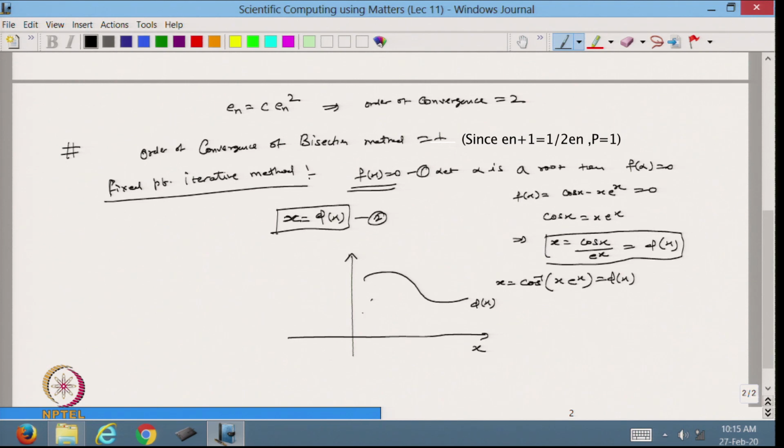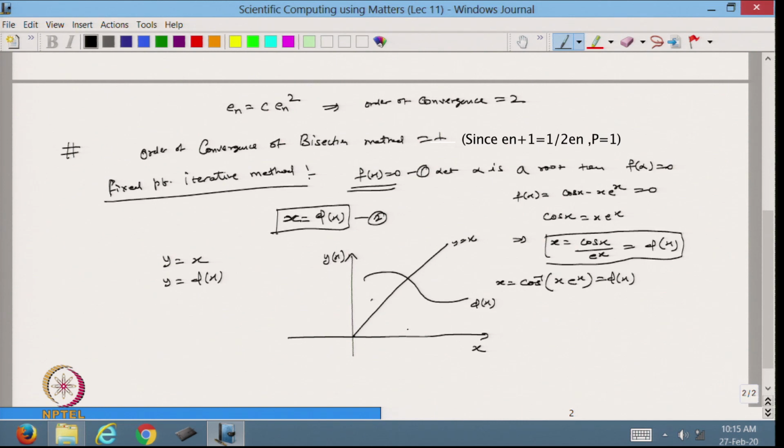Now I draw another function, so now I have two functions, y is equal to x and y is equal to phi x. So this is my y axis. This is my phi x, and then I will draw y is equal to x.